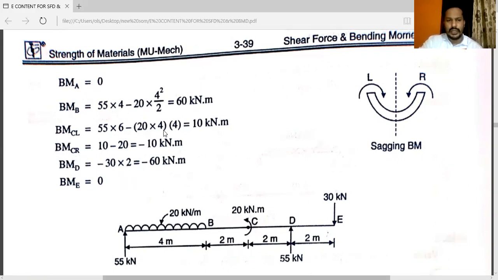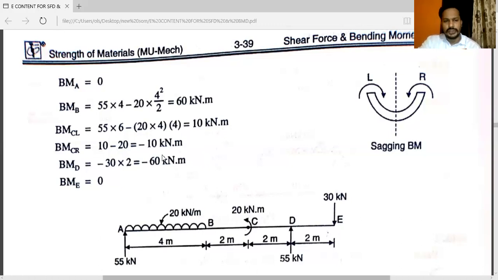Here you just have to calculate by using the regular process, means 55 into 6, so moving in clockwise direction, that is sagging condition. So 55 into 6 minus 20 into 4, that is the intensity, and the distance from point C, 4 by 2, that is 2 plus 2, that is 4. So into 4 is equal to 10 kilonewton into meter. See, whatever may be the answer, you have to take just to the left, that is 10.